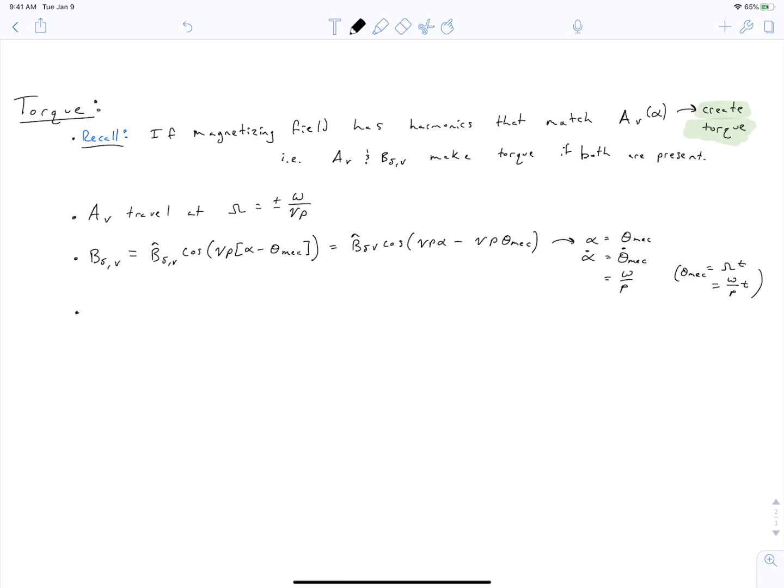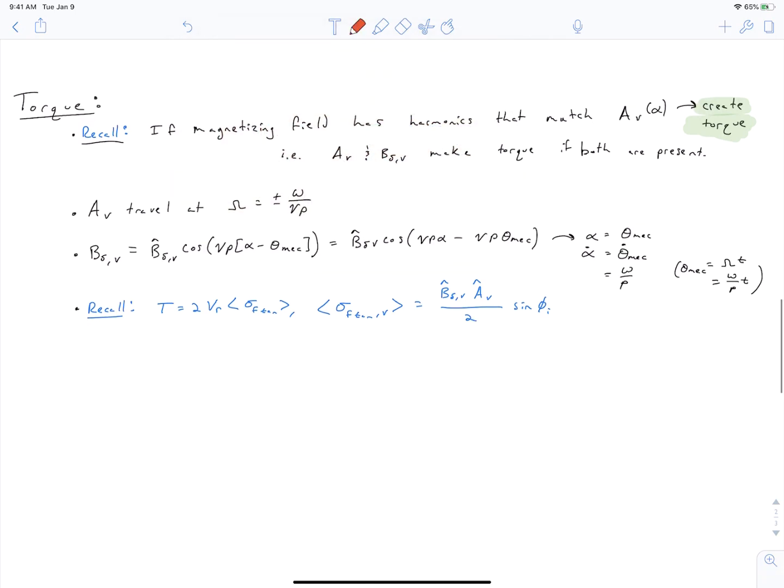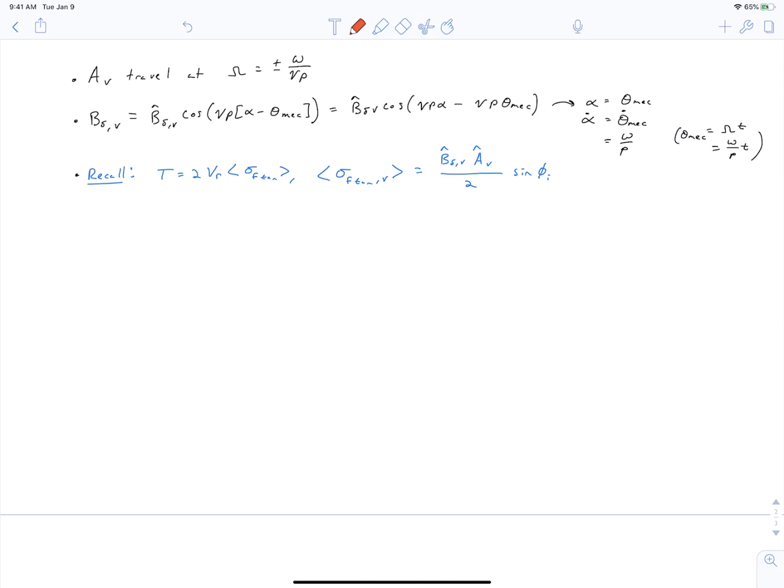And so if you recall from our motor sizing unit, we came up with this expression for torque, where we had torque being 2 times the volume of our rotor times our average shear stress. And our average shear stress for an individual harmonic is equal to B delta peak times A peak divided by 2 times the sine of phi I, where phi I is the angular spacing between our magnetizing field and our linear current density.